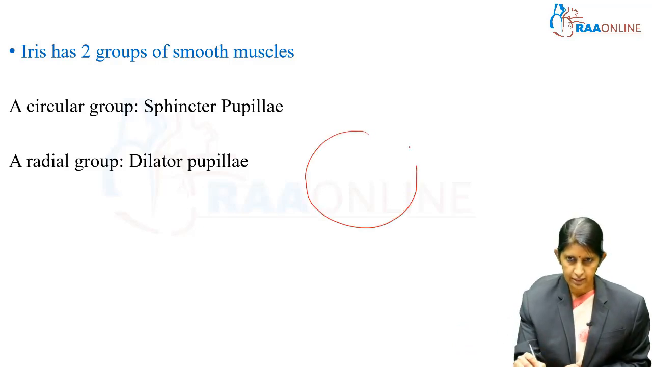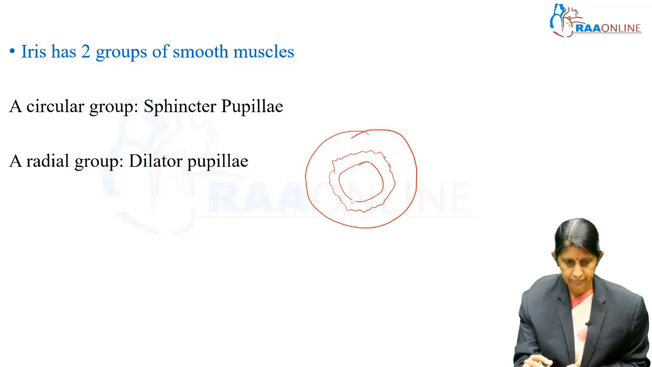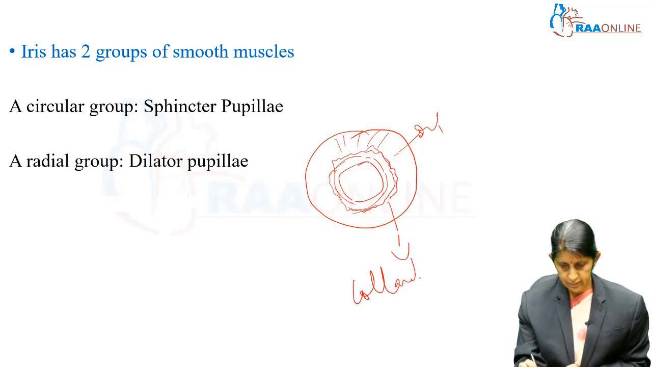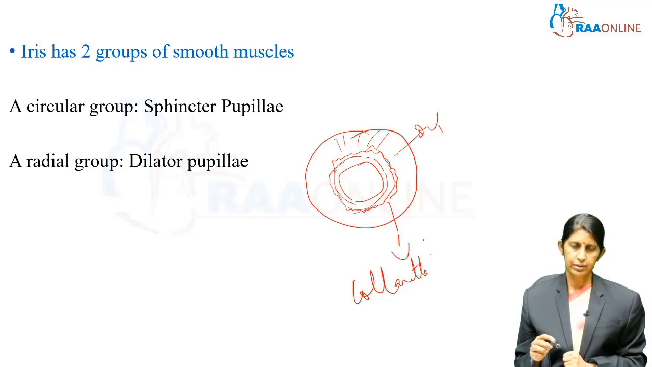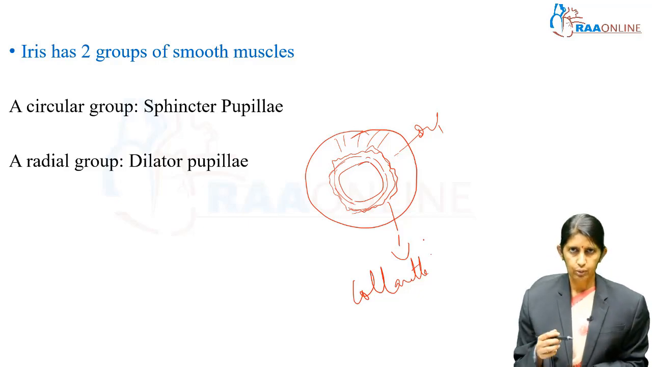If this is the iris surface, the pupillary aperture is formed by these muscles. You have the sphincter muscle which is present just around the pupil in the peripupillary area, and this is a circular group of muscle, and we have the radial group of muscles which is called the dilator pupillae. This junction that you see is called the collarette. The collarette indicates that it is a junction between the circular and the radial group of muscles, or in other words, the sphincter pupillae and the dilator pupillae.